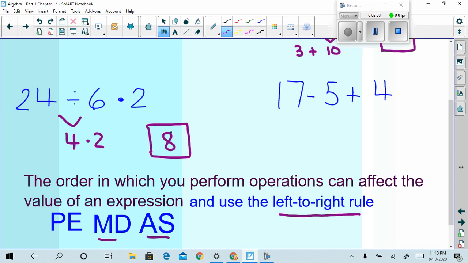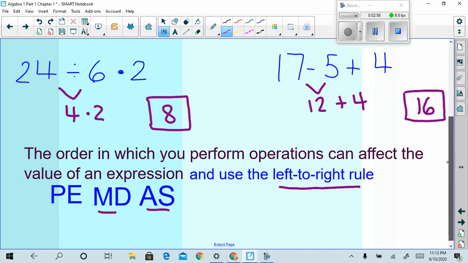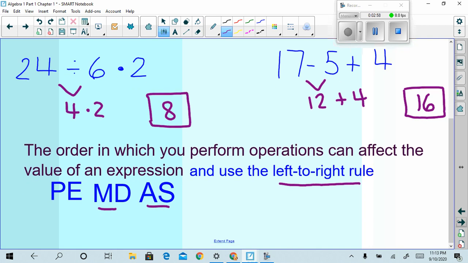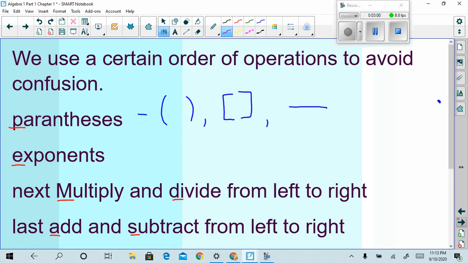Same thing is true with add, subtract. Just because the word add is before subtract doesn't mean that that's the order to follow. Those go together with the left to right rule. So I will get 12 plus 4, and when I combine those and simplify them, I get an answer of 16. Simple rules to follow, and they can get more involved.